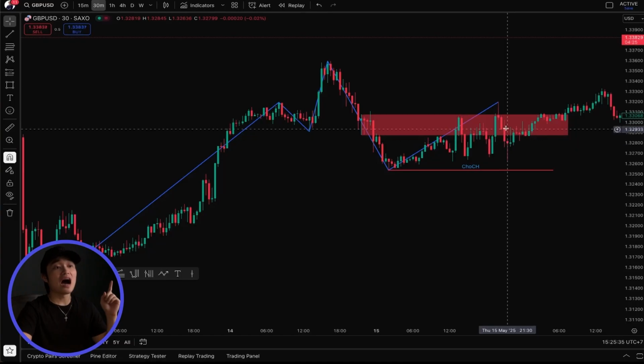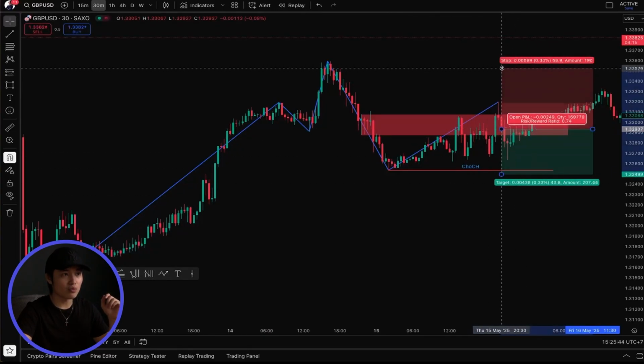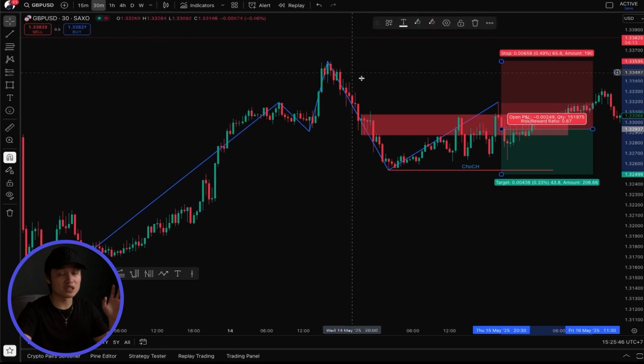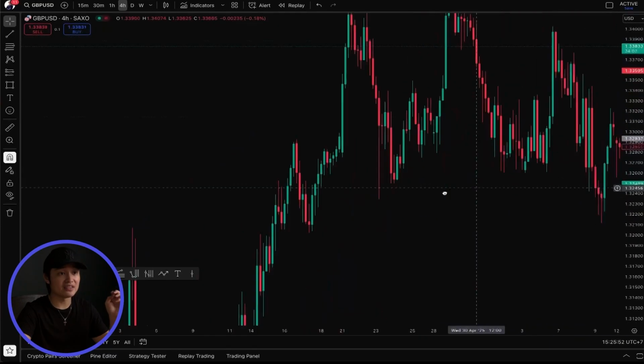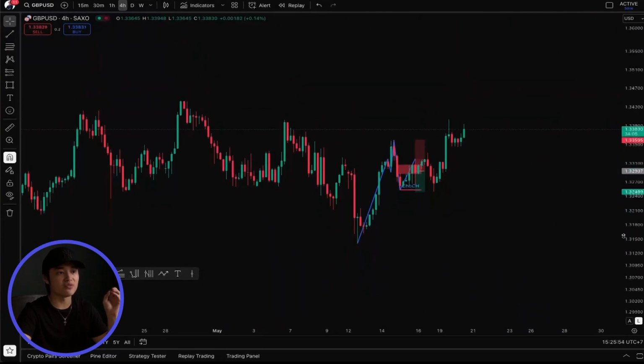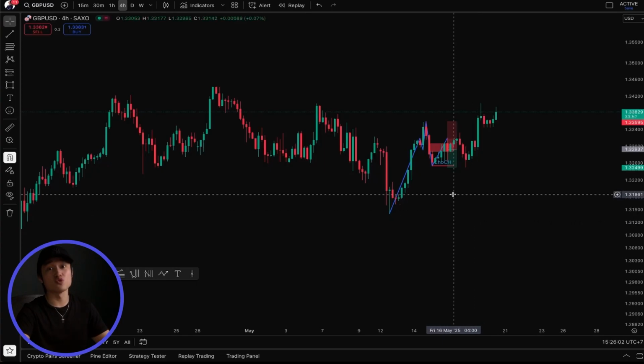Okay, I entered short here. My stop loss will be on the last previous resistance, and for my take profit point, I will look at the 4-hour chart because the 4-hour chart is our major. You have to set your take profit on the major time frame if you are a swing trader like me.